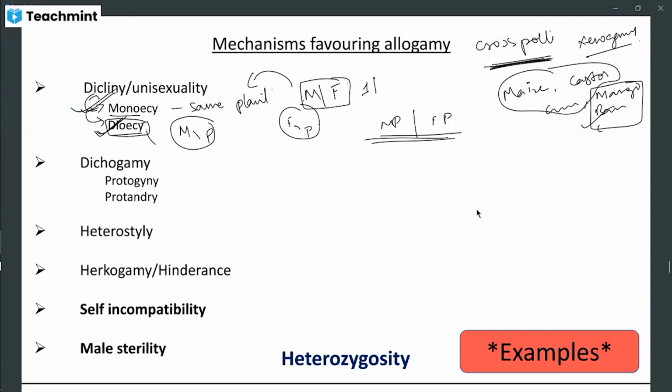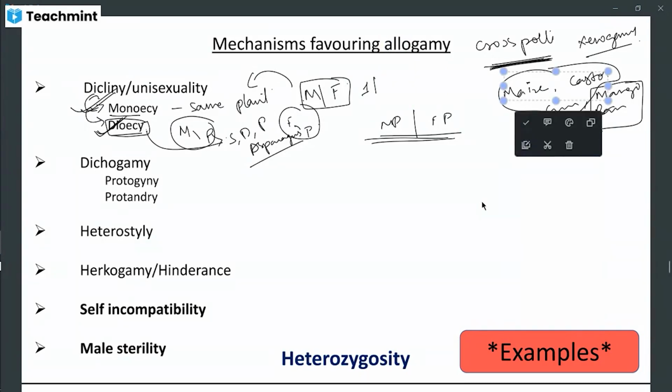What are the examples for dioecious? Spinach, date palm, papaya. Do you know about a crop named asparagus? Yes, asparagus. So these are all the examples of dioecious plants. This generally favors allogamy.